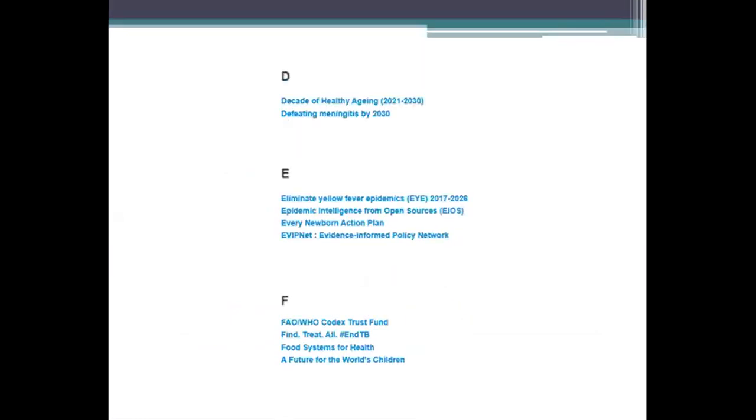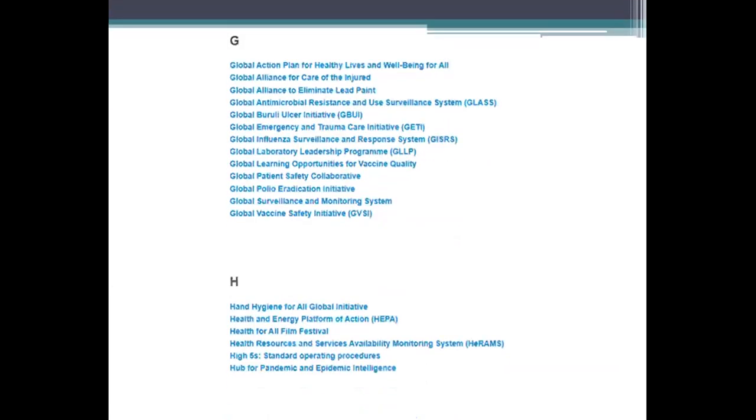Some initiatives include access to COVID-19 tools accelerator, action on social determinants of health, Be Healthy, Be Mobile, cervical cancer elimination initiative, comprehensive mental health action plan 2013 to 2030, COVID-19 emergency access tool, Decade of Healthy Ageing, Defeating Meningitis by 2030, Eliminate Yellow Fever Epidemics, Epidemic Intelligence, Every Newborn Action Plan, WHO Codex Trust Fund, Food Systems for Health, A Future for World's Children, and various global action plans for healthy lives and well-being for all.